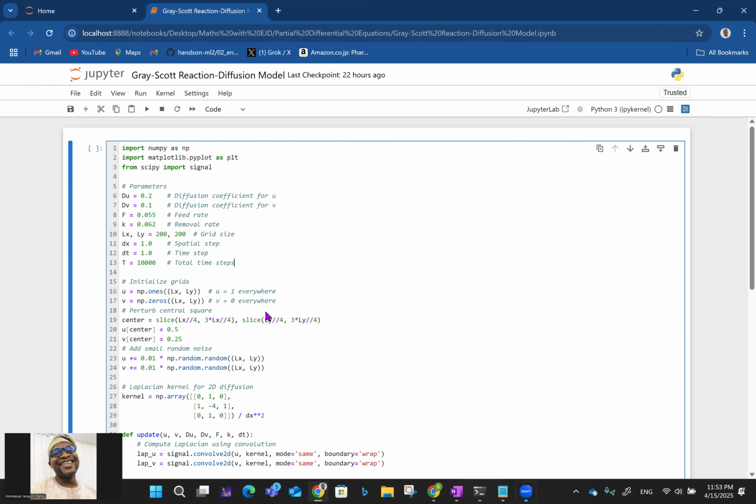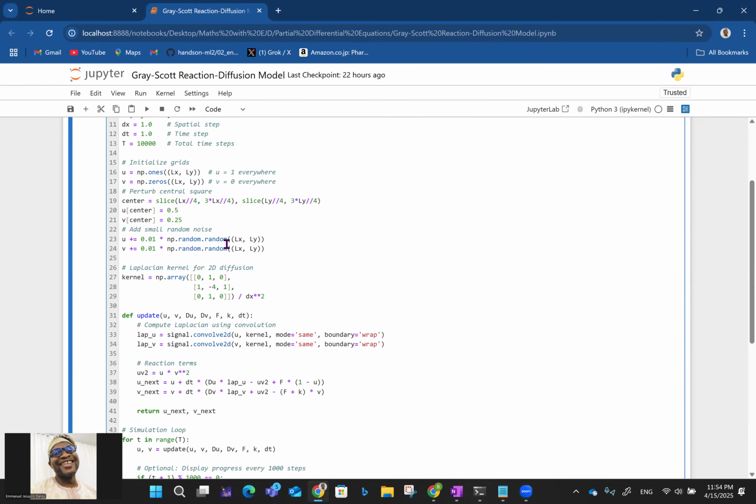So this is the Gray-Scott reaction diffusion model. We have the diffusion coefficient for the activator U and the diffusion coefficient for the activator V. Then we have the feed rate F and the removal rate K. Then LX, LY, the grid system 200 by 200. DX is the spatial step, and the time step is one. We take total time steps to be 10,000, and you can study the rest of that.